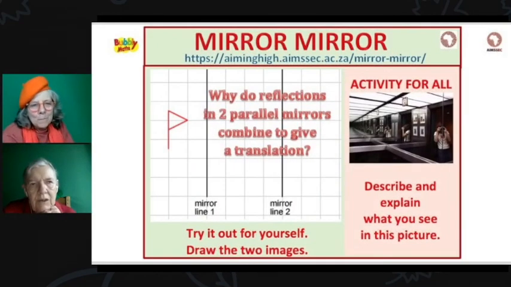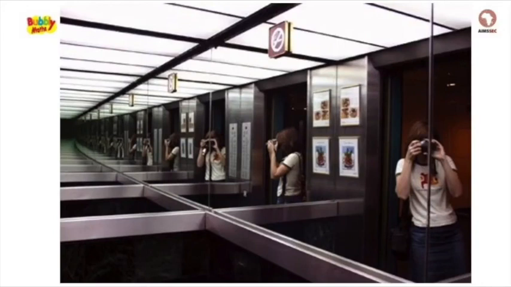Here we go, because we're going to look into the theory a little bit now. And the question that we're asking is, why do reflections in two parallel mirrors combine to give a translation? Now, Caroline showed this with Father Christmas, and here you see a girl in a similar display to the one that you saw Caroline in.